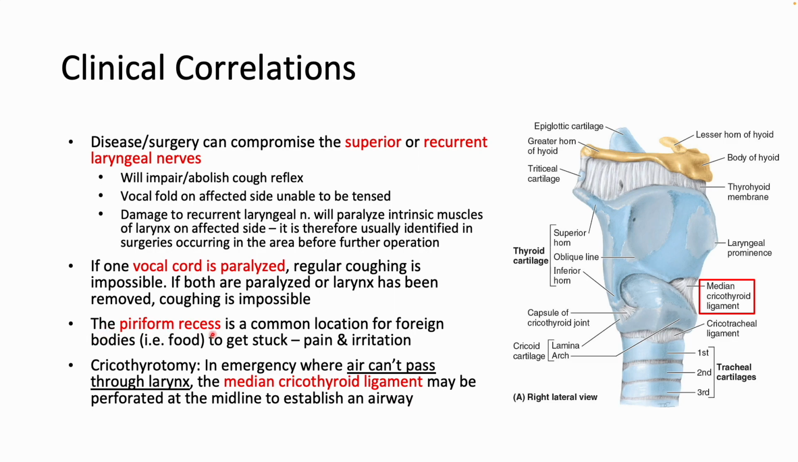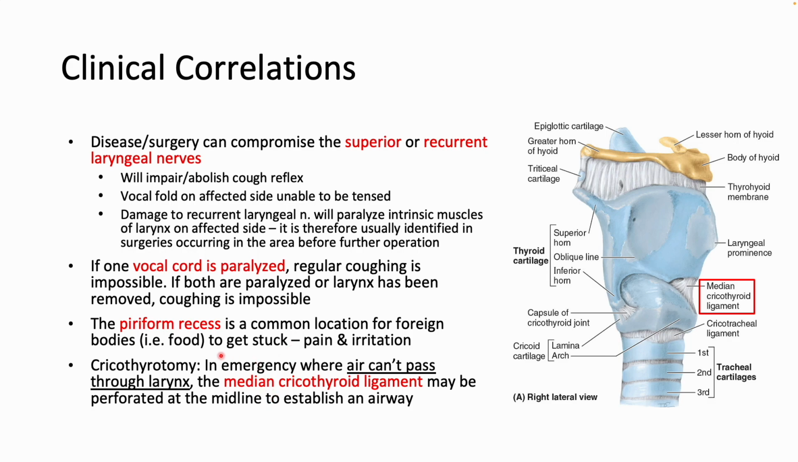Next, the piriform recess. So we talked about that as being sort of a pocket. It's a really common location for foreign bodies like food or fish bones, if you eat fish, to get stuck, and that can cause pain and irritation, and that'll give a sensation like you have something stuck in your throat.